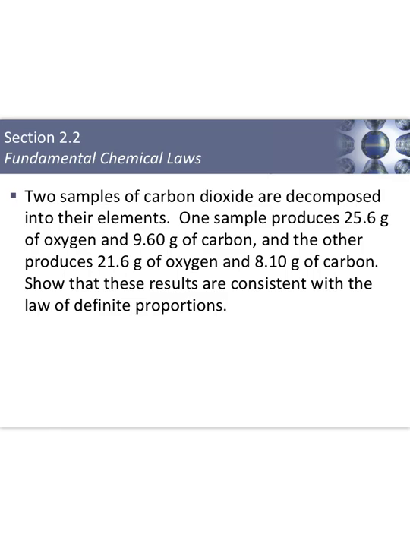For example, if you have two samples of carbon dioxide, so this is the same compound, and that carbon dioxide, if decomposed into its elements, has 25.6 grams of oxygen and 9.60 grams of carbon. And then there's another sample that gives you 21.6 grams of oxygen and 8.10 grams of carbon. We're going to show that these results are consistent with the law of definite proportions.